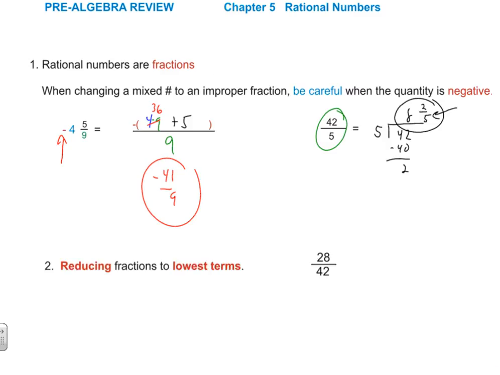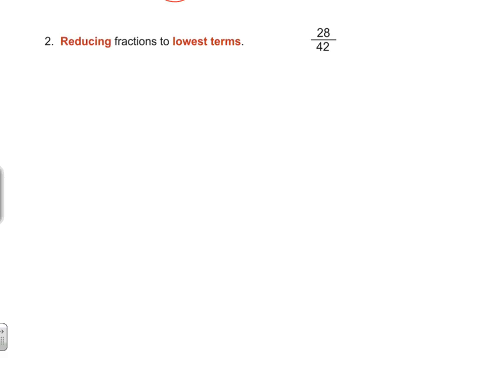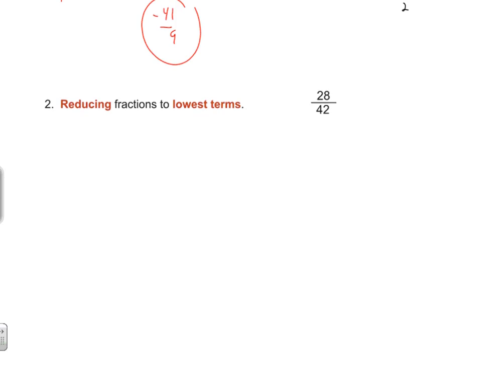Okay, next concept here. Let's deal with reducing fractions to lowest terms. So I've got a fraction over here. We've got 28/42, and we're going to reduce it. So remember, this is the way I taught you guys, and if you reduce this way, you can reduce anything, even polynomials. What's a 28? A 4 times 7. What's a 4? A 2 times 2, okay?